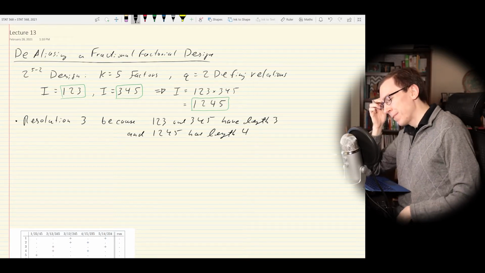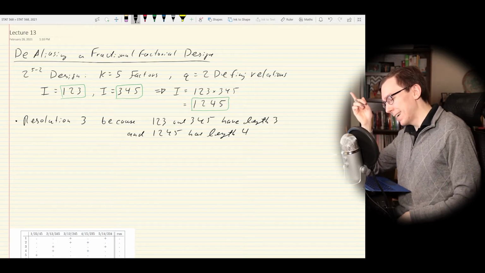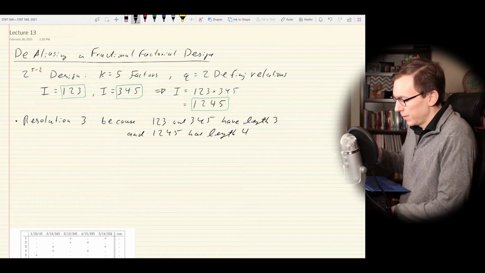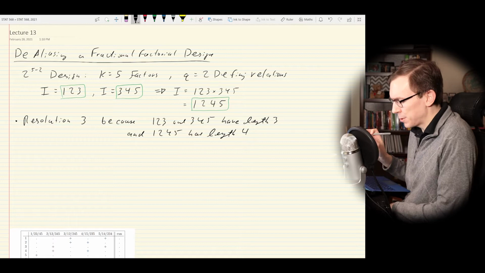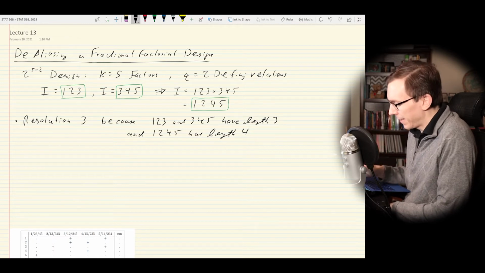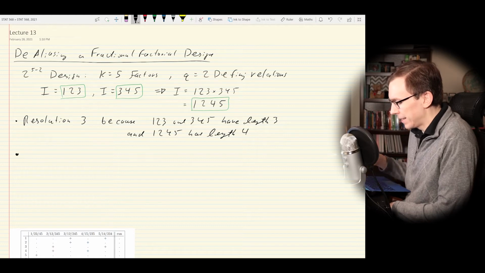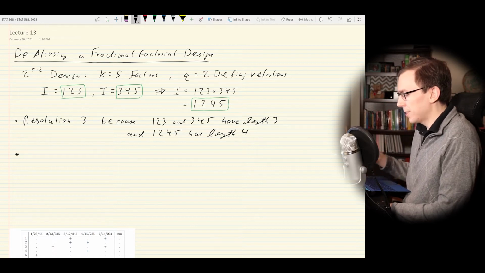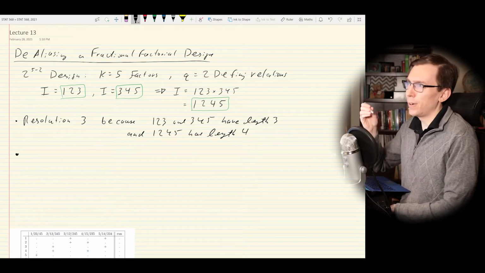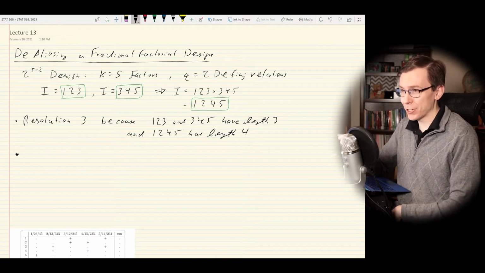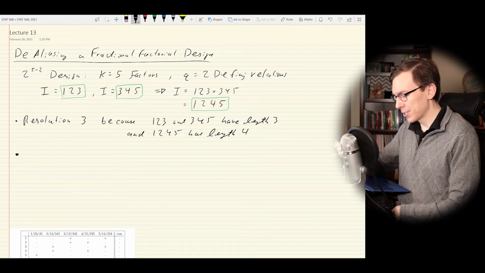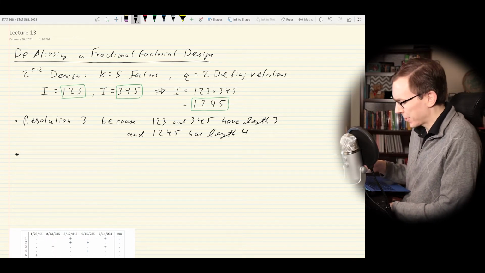So one of the things we didn't discuss last time, we did discuss the idea of clear and strongly clear. So let's bring that in and then look at how that plays with resolution. Last time we said that a design is called clear if all of the main effects and the two-way interactions are not aliased with other main or two-way interactions.